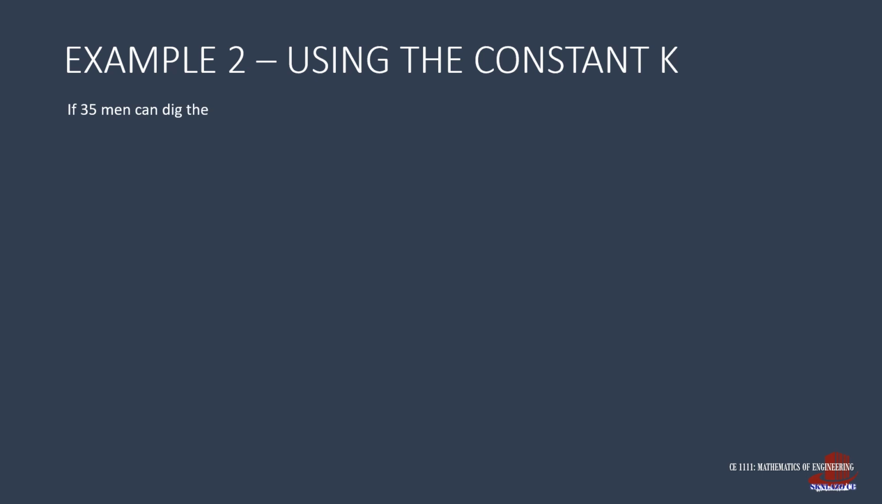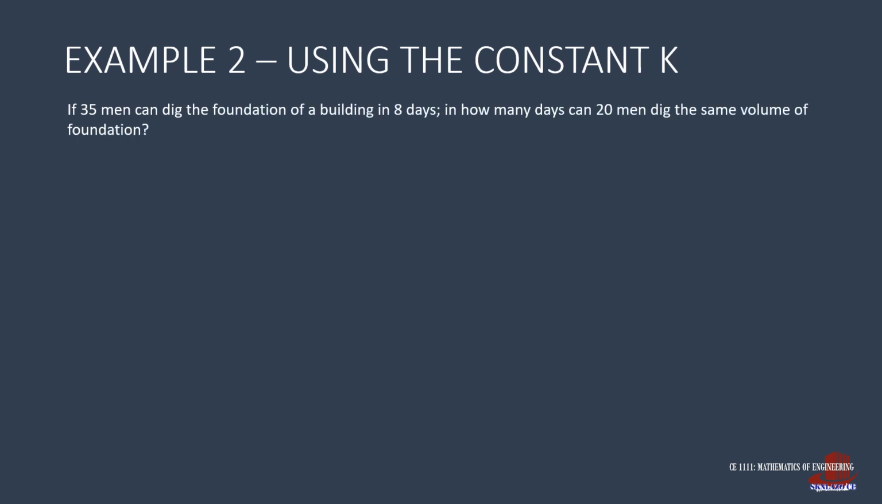Let's work on the second example by using k. If 35 men can dig the foundation of a building in 8 days, in how many days can 20 men dig the same volume of foundation? Start by assigning variables for quantities. Let's say x is the number of men and y the number of days. When considering work processes, the more hands on the project, the shorter time spent. So y is inversely proportional to x. That is, y equals k over x.